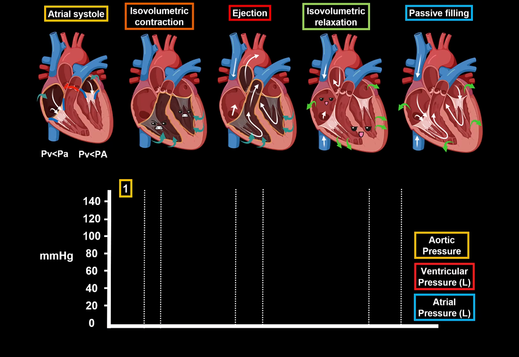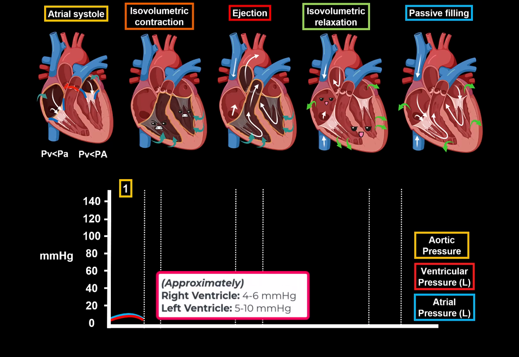Imagine now that during atrial systole, while the atrium is contracting, there is no blood from the veins coming into the atria. But since it's contracting and pushing the blood through the AV valves, the pressure is going to rise initially before decreasing again, since it's getting more and more empty. When it comes to the ventricles, blood from the atria is flowing in, so pressure is going to rise. How much? In the right ventricle, about 4 to 6 millimeters of mercury, and in the left ventricle, about 5 to 10 millimeters of mercury.